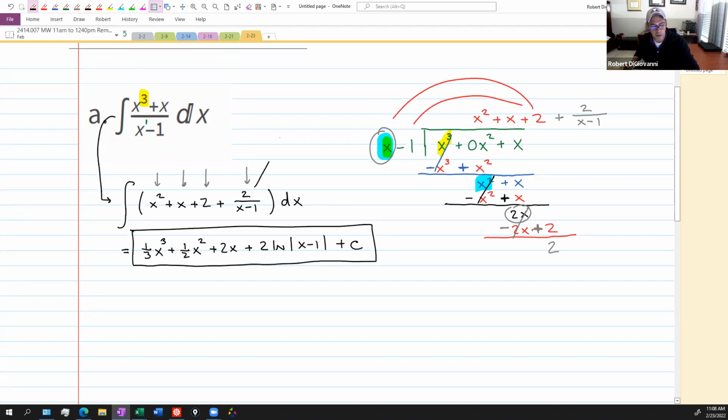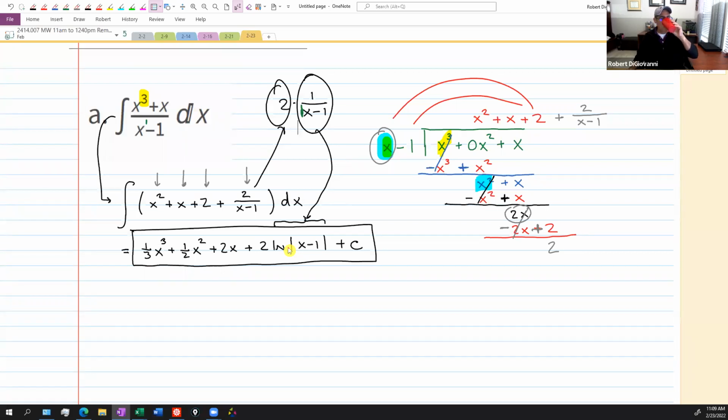On that last one here, what I did is I looked at it as 2 times 1 over x minus 1. And then I brought the 2 along for the ride, and then I just used the antiderivative to get the natural log piece there. And I didn't have to scale it because I had a 1 in front of that x. So I didn't have to scale anything out here. Does that seem pretty straightforward? Long division, crank it out. No partial fractions necessary, good to go.